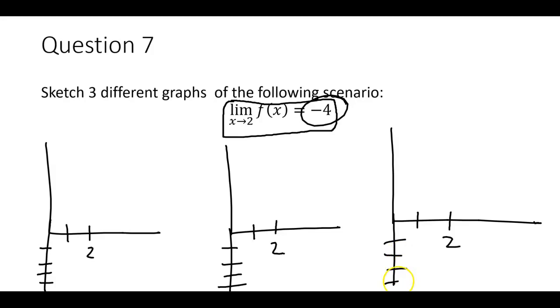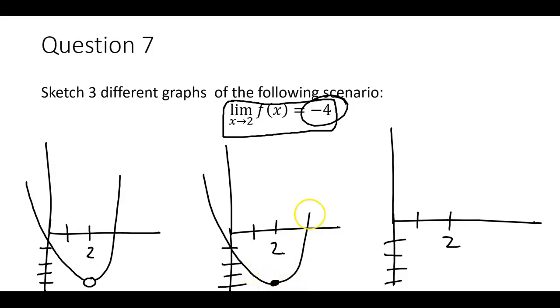Now, there's ways that the limit can actually equal -4. One way is if we have an open dot here at 2 and -4, and you just have a function. Now, how you draw the function doesn't really matter, but in that case, the limit exists, the limit is -4, but in that case the function doesn't exist there. But you could also draw a solid dot there.